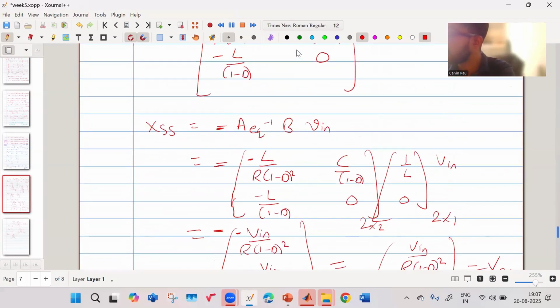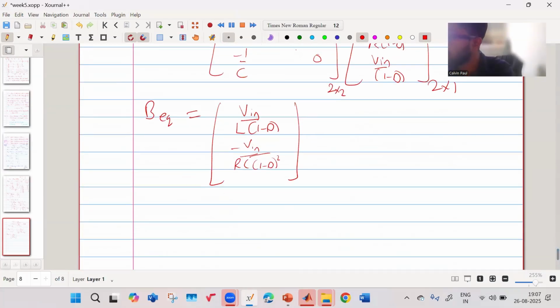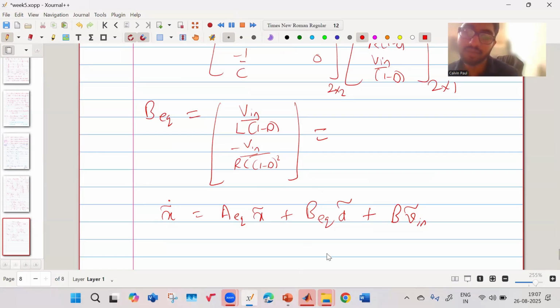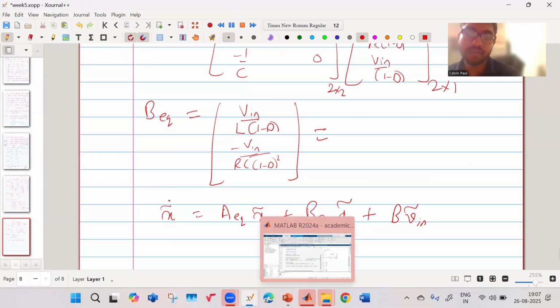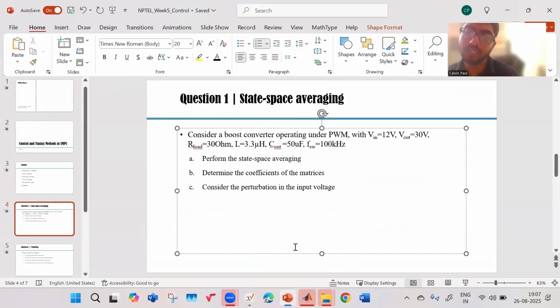We have A equivalent also. So our X tilde dot is equal to A equivalent X tilde plus B equivalent D perturb plus B into Vin perturb. We found it. So now we have to substitute the values. Vin is 12 volt, L is 3.3 microhenry, and D is 0.6. And what is our R? In our case, R load is 30 ohm, and our capacitance is 50 microfarad. So what are these expressions?